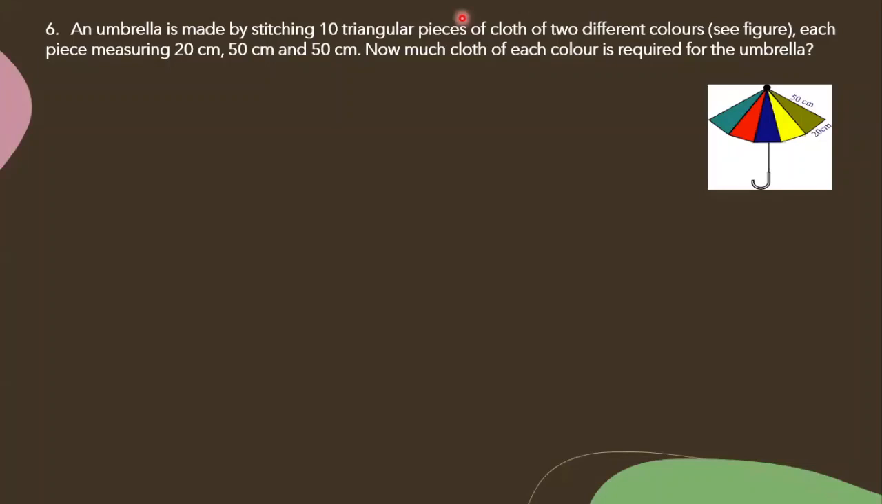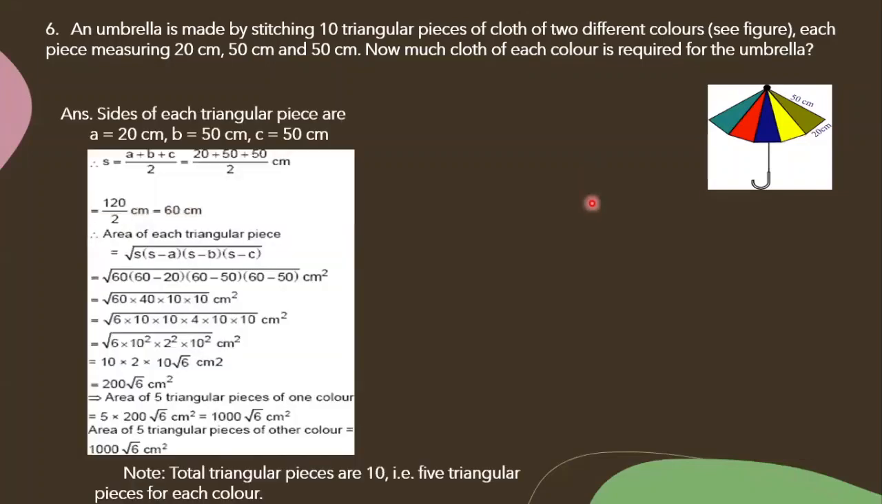Ma'am, area of one triangle is 100, ma'am. Ma'am, area is 500 centimeter, ma'am. Tell me in root only, children. I want the area of one triangular piece of cloth. Ma'am, the area of one triangle is 500 centimeters, ma'am. Ma'am, 80,000 root 3. See, children, what you are getting?